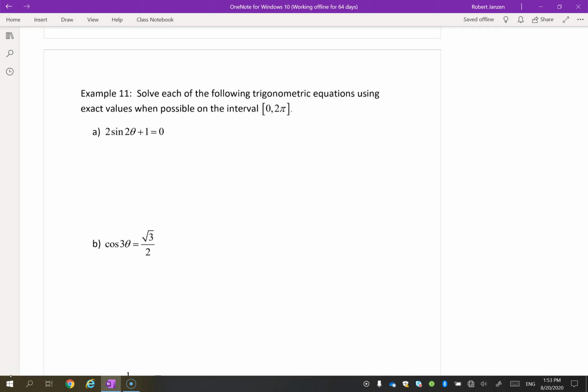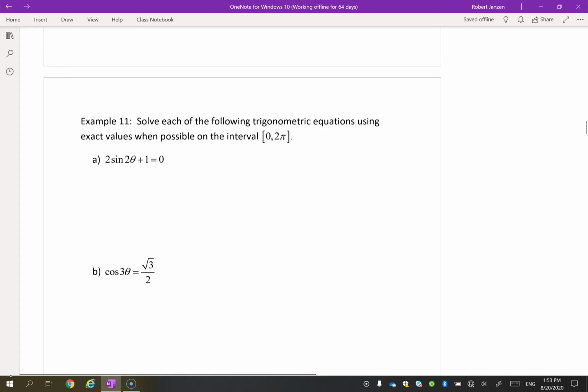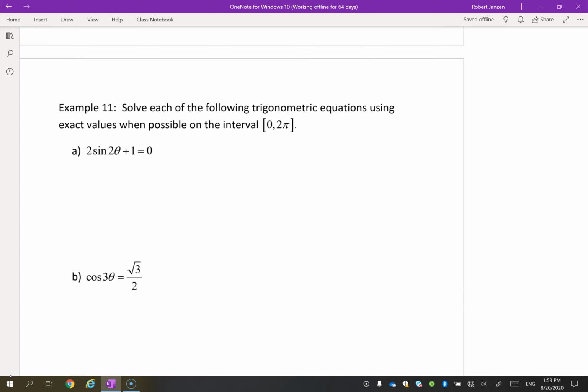All right, we're going to look at a different kind of trig equation. You can see here it says 2 theta, here it says 3 theta. We call these double angles and triple angles, and we have to treat them a little bit differently. All right, here's why. Let's take a quick look at a couple of values.